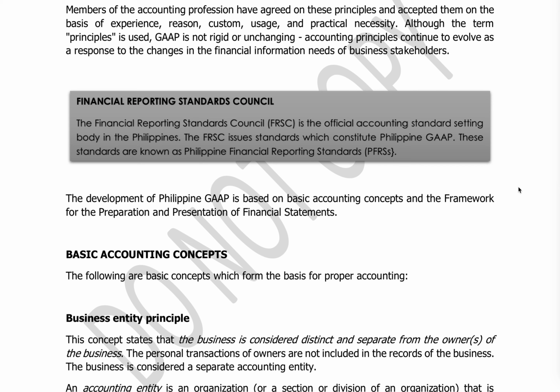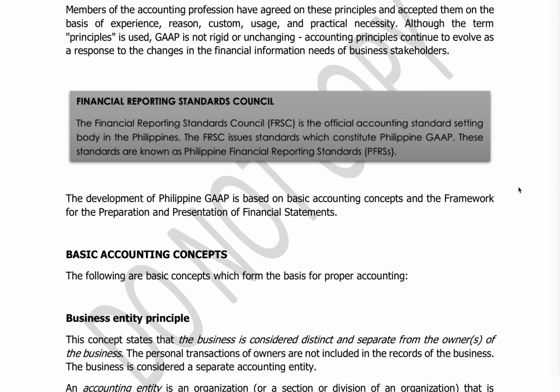Then, the FRSC issues standards which constitute the Philippine GAAP. So, yung standards na yun ay tinatawag natin na generally accepted accounting principles. And these standards are actually the financial standards reporting. Ano ba yun? These are called the Philippine Financial Reporting Standards. O ulit. Meron tayong tinatawag na GAAP, Generally Accepted Accounting Principles. And these principles are the basis of the standards. Magkaiba pa si GAAP, magkaiba pa si standards.